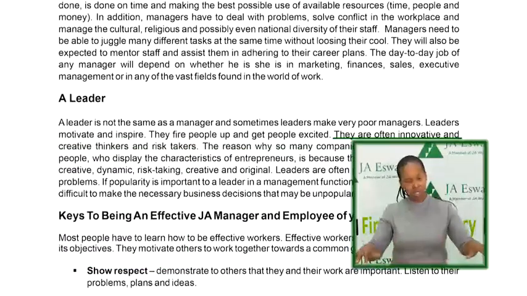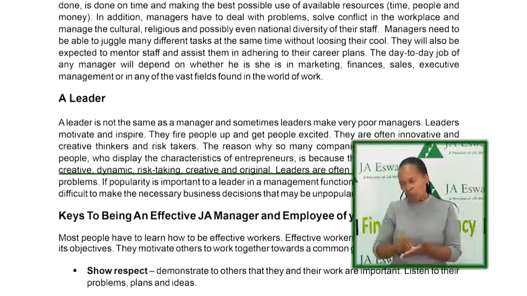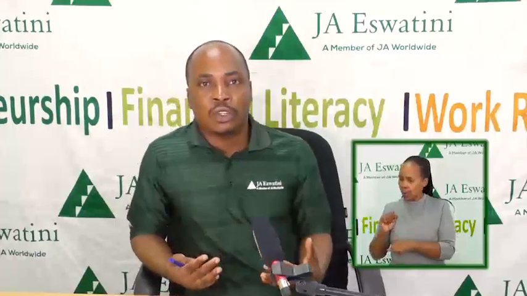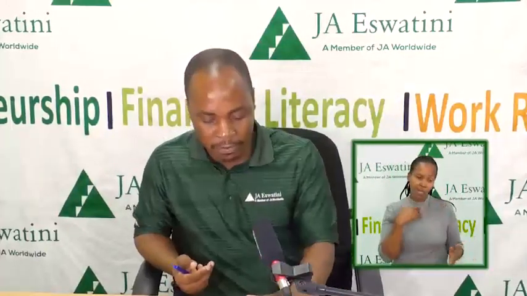A leader is someone who is innovative. These people are dynamic, risk takers. It is someone who sits in his office and thinks, where can I take the organization? How can the organization move from where it is now to the next level? And then the manager is the one who is supposed to carry that out.